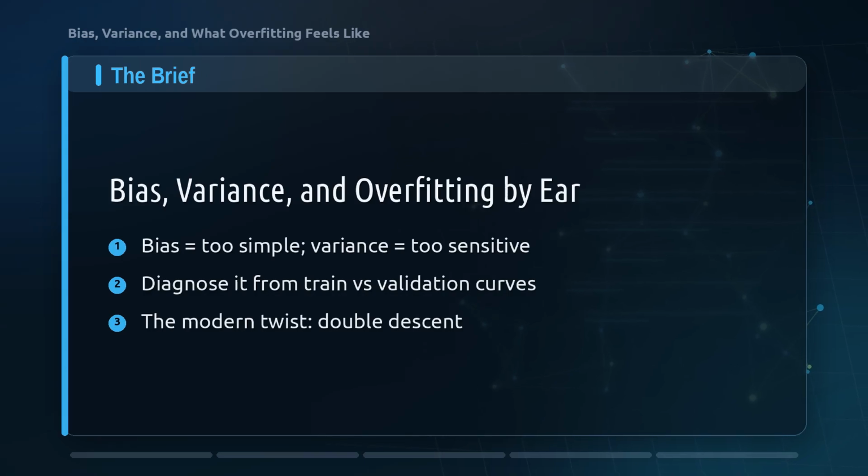Every candidate can recite bias versus variance. Far fewer can say what overfitting actually feels like in the numbers, or why making a model bigger sometimes fixes generalization instead of wrecking it. That gap is exactly where this gets interesting.